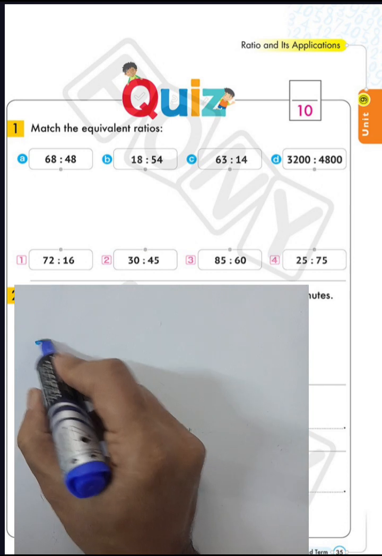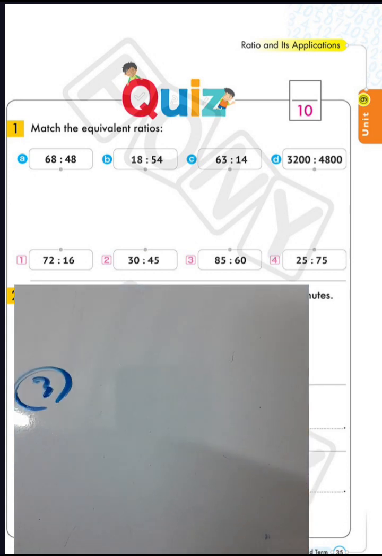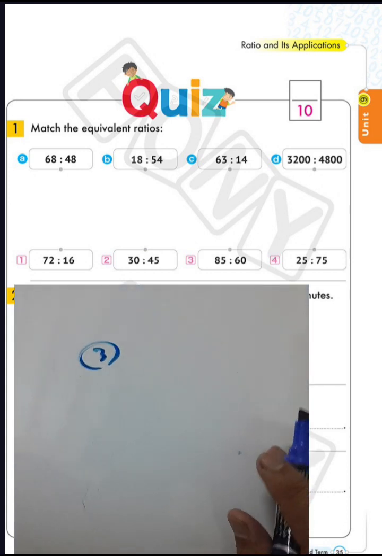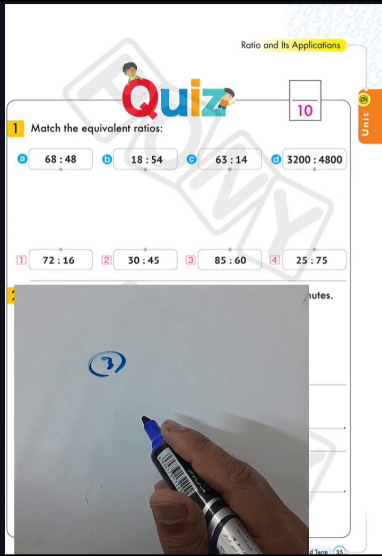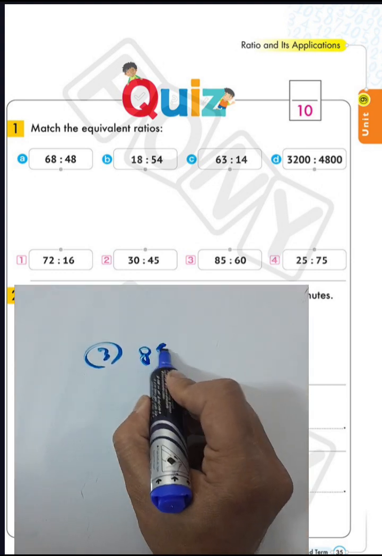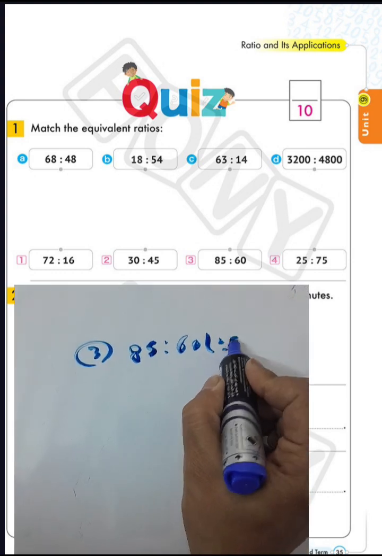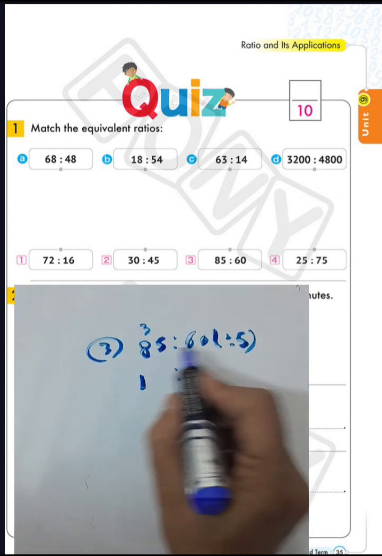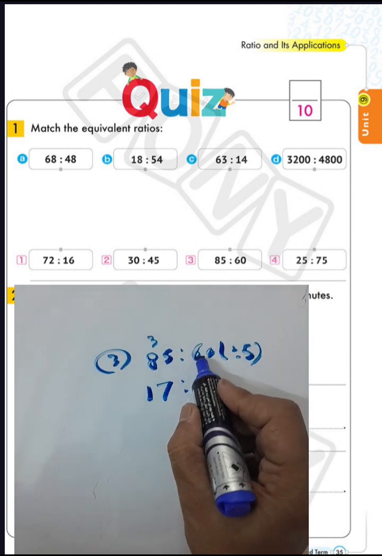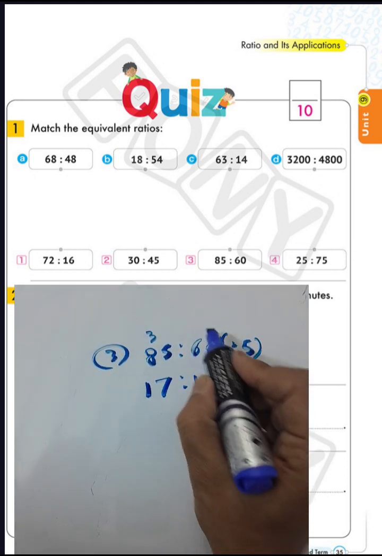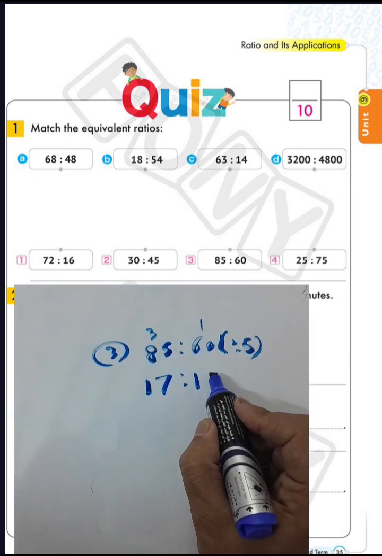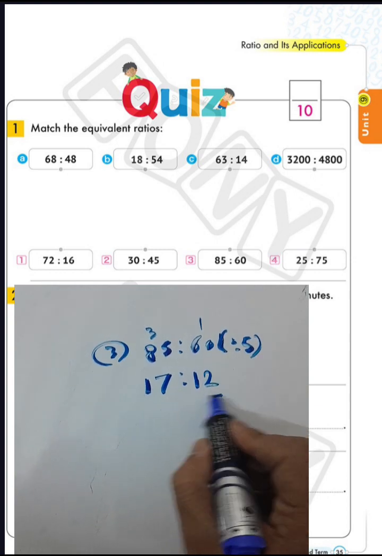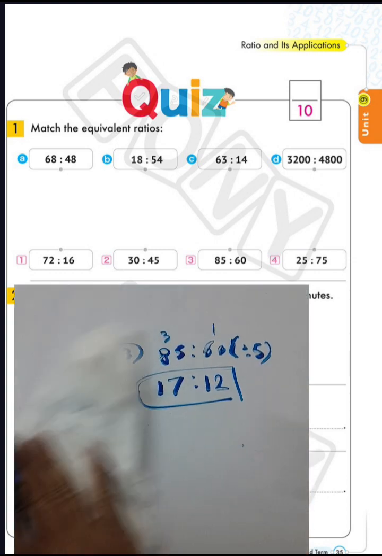Question number 3, here 85 to 60, you can simplify this by dividing by 5. Okay, 85 to 60, we can divide both numbers by 5. 8 divided by 5 equals 1, and the remainder 3. 35 divided by 5 equals 7. 6 divided by 5 equals 1, and the remainder 1. 10 divided by 5 will be 2. Then the result will be 17 to 12, the simplest form.